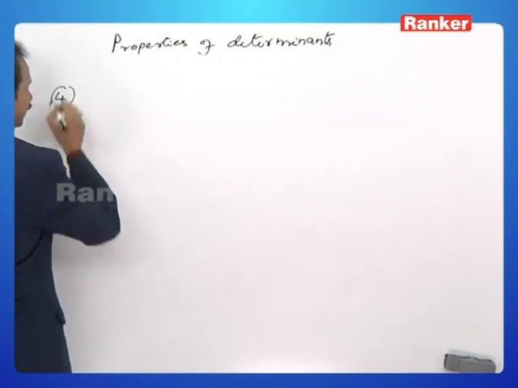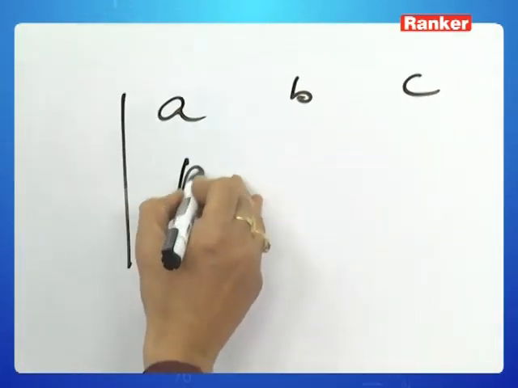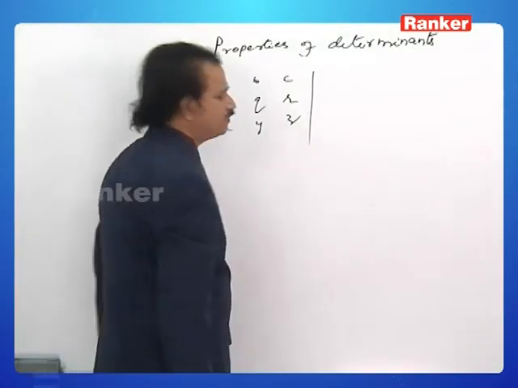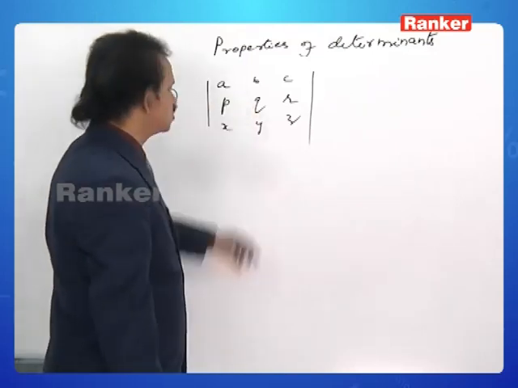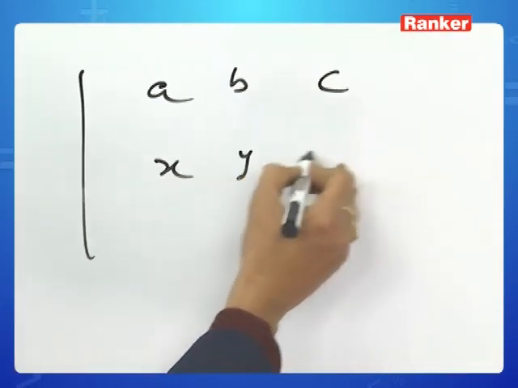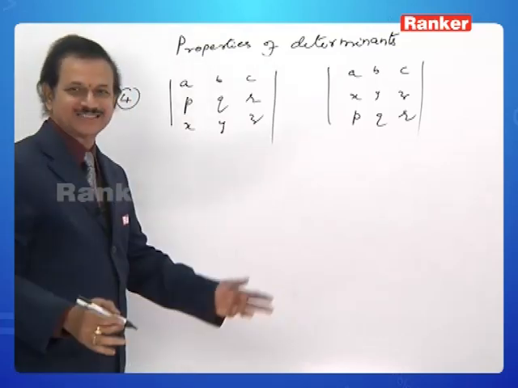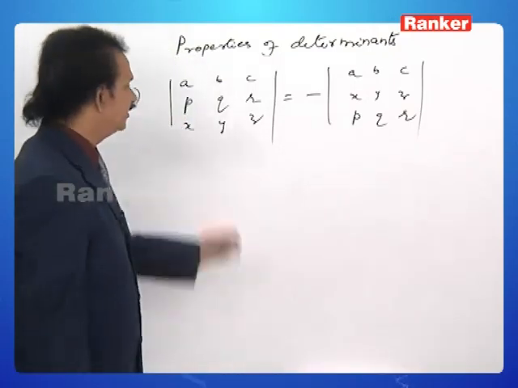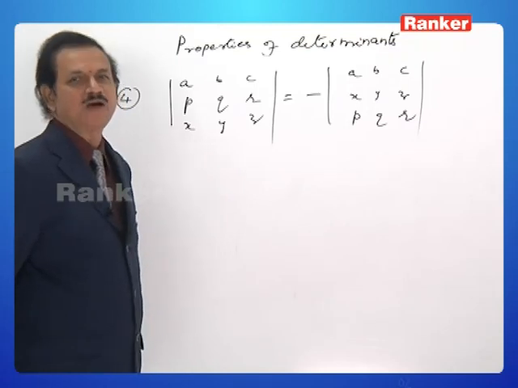Next, property number 4. Look here. A, B, C, P, Q, R, X, Y, Z. Suppose a particular determinant is there, and for some purpose I need to interchange these 2 rows, say the second row and third row. What is going to happen? A, B, C, X, Y, Z, P, Q, R. The next property says that if any 2 rows or any 2 columns are interchanged, then the value of the determinant gets the opposite sign.